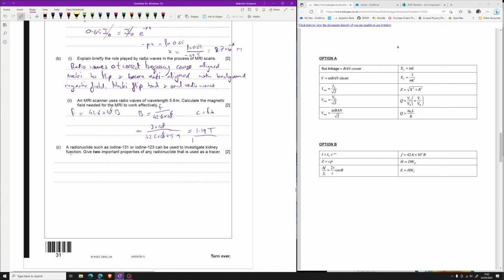We're investigating kidney function. Two important properties of any radionuclide used as a tracer. Yeah, important properties. I mean, specifically related to the radioactive properties, I wonder. One of the first properties that comes to mind is that it must be absorbed by the kidneys. If it isn't absorbed by the kidneys, then you can't use it to investigate kidney function. But I don't know if that's what they're looking for here. I'm going to put it in brackets.